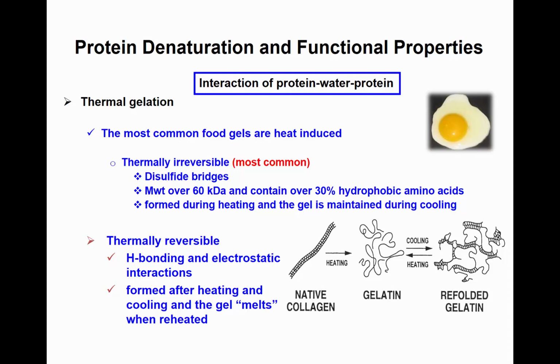If you cool it, hydrogen bonding and electrostatic interactions will reform, but they will reform in a different way, forming cavities where the water will be entrapped, and that's your gel. Heat again, what happens? These bonds are going to be broken again, and you have a liquid form again. So that is a reversible form. You don't have so much of a disulfide, you don't have so much of hydrophobic interactions, and that's why it's reversible.